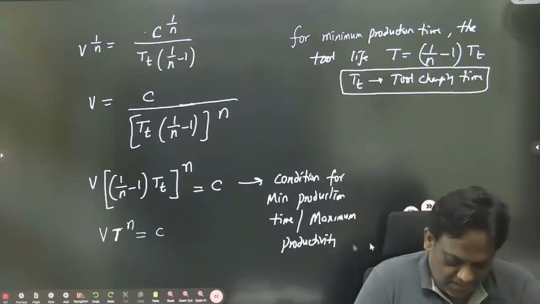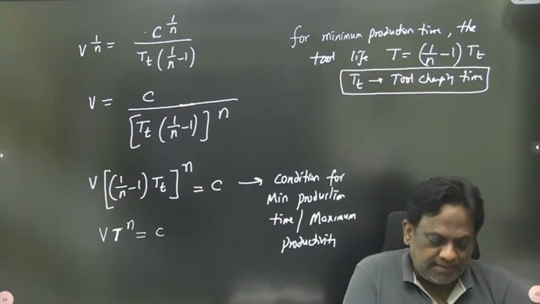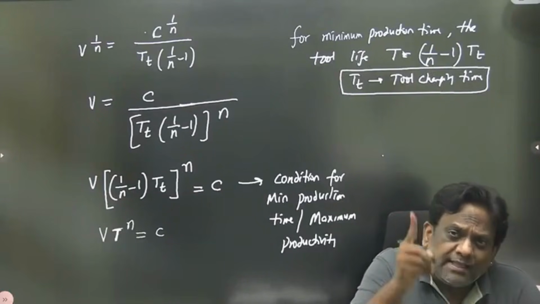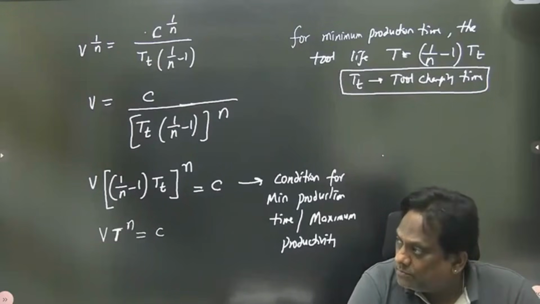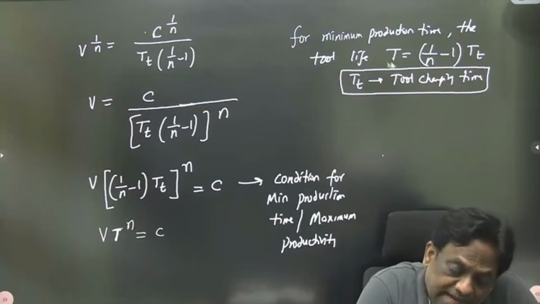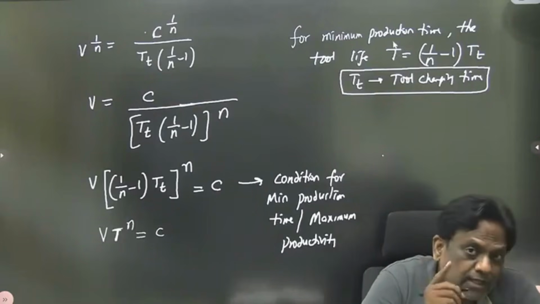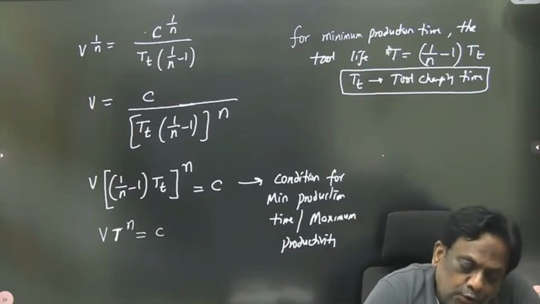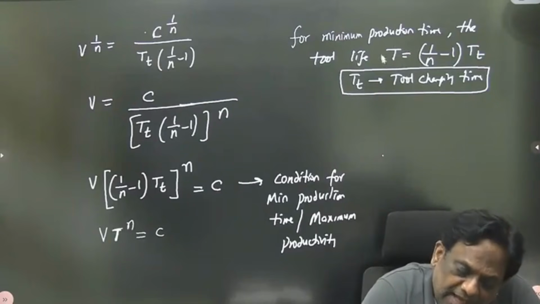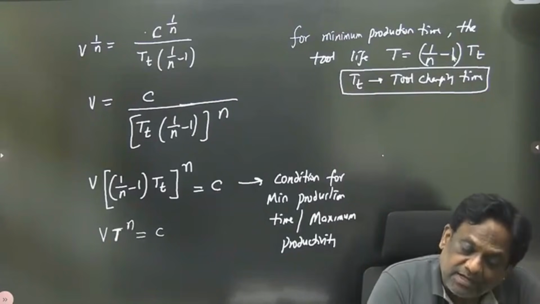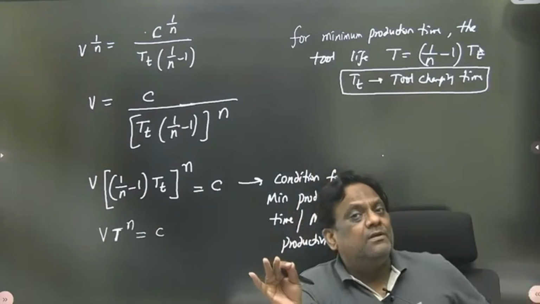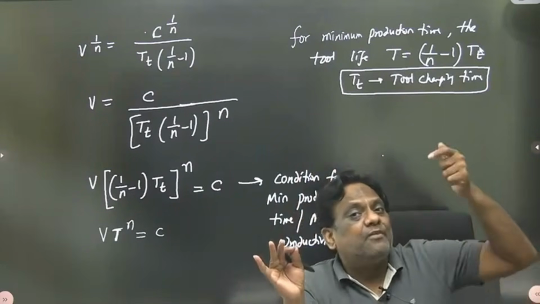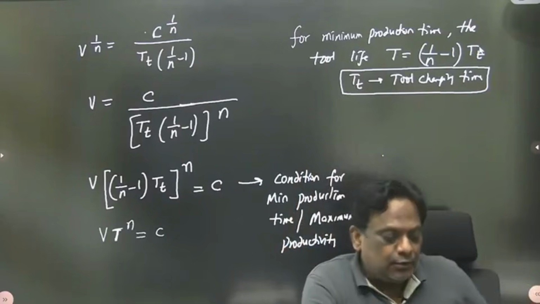मस्त डेरिवेशन आ गया सर. So, you should remember only this. If you want the production time to be minimum, the tool life is 1 by n minus 1 into TT. अगर आपको production time minimum चाहिए, the tool life will be 1 by n minus 1 into TT.